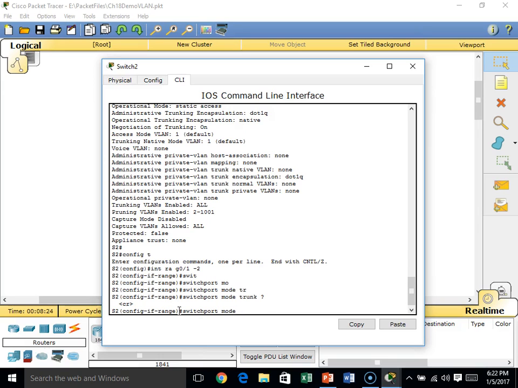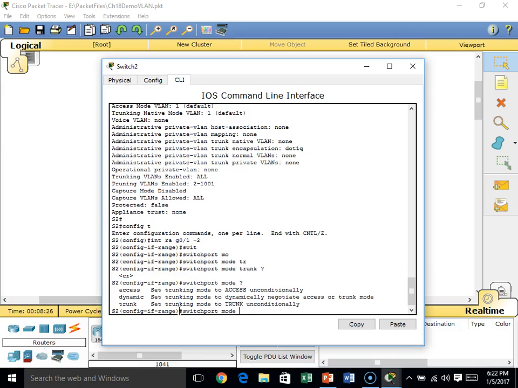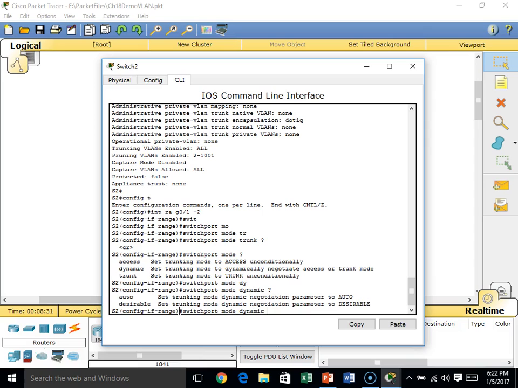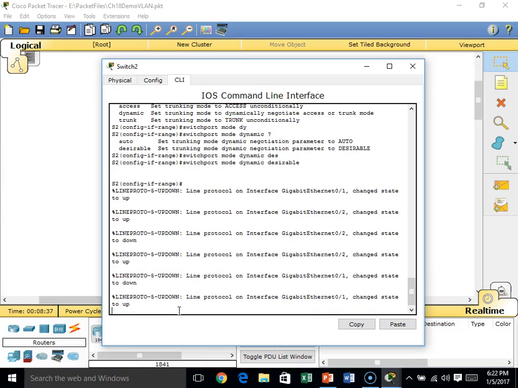Switchport mode, and we can do some other things here. Let's do some of the dynamic just for the heck of it. And in dynamic, we can do auto or desirable. It's already set for auto. If we do desirable, they go down and up and all that other good stuff.